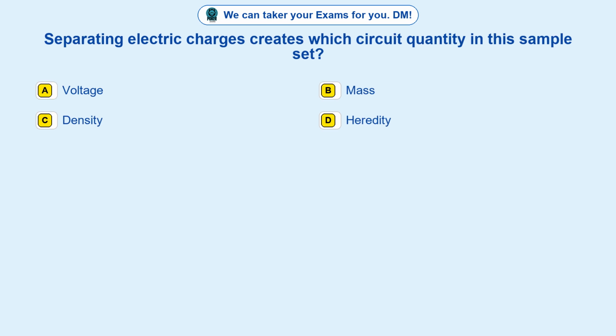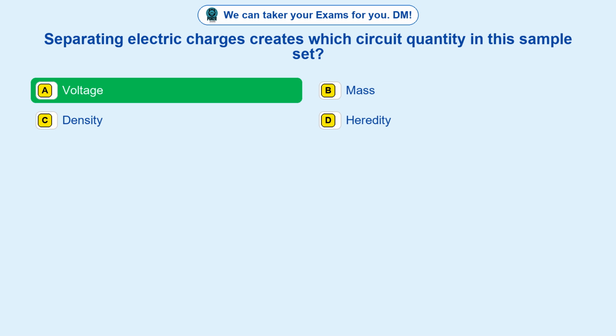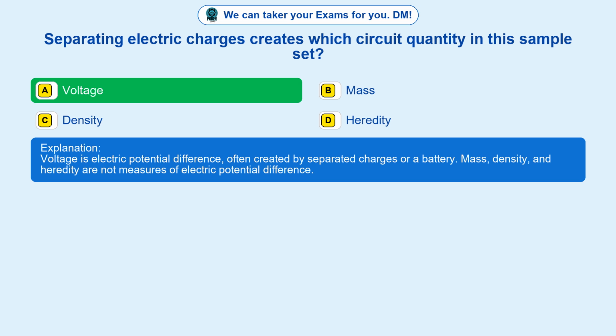Question 70. Separating electric charges creates which circuit quantity in the sample set? Option A, voltage. Option B, mass. Option C, density. Option D, heredity. The correct answer is option A. Voltage. Voltage is electric potential difference, often created by separated charges or a battery. Mass, density, and heredity are not measures of electric potential difference.